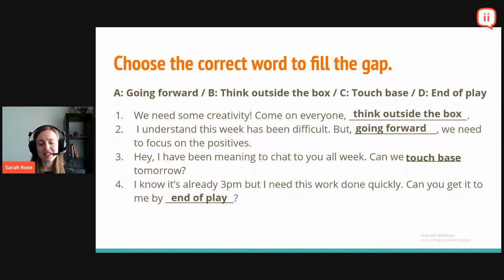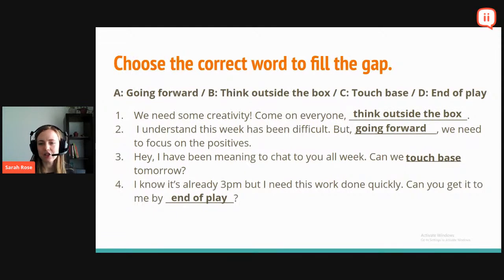I actually didn't know this as an adult. I learned this only last year, I think. People said to me, end of play, and I thought, what? When are we playing? But we're not playing. It's just an idiom. I know it's already 3 p.m., but I need this work by end of play.